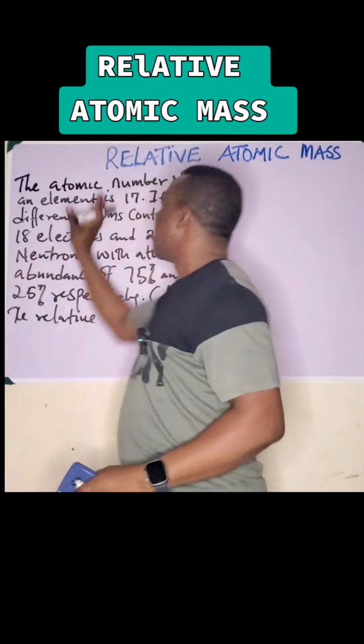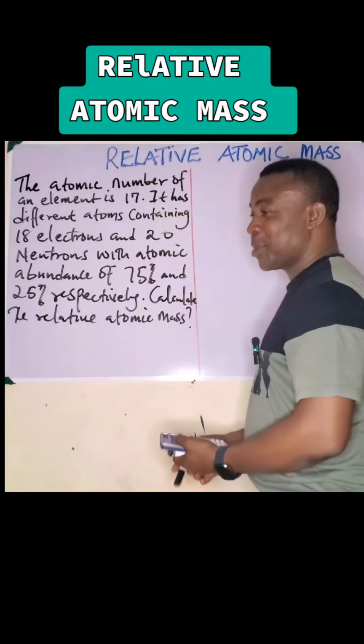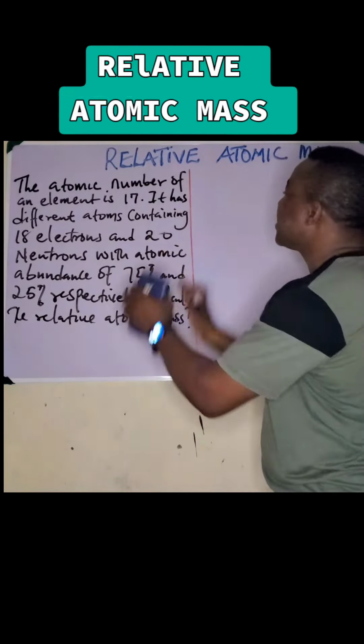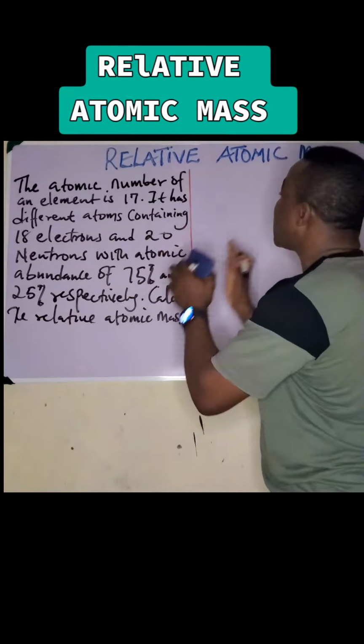To my class, let's quickly rush through this question. The question says the atomic number of an element is 17. It has different atoms containing 18 electrons and 20 neutrons with atomic abundance of 75% and 25% respectively. Calculate the relative atomic mass.